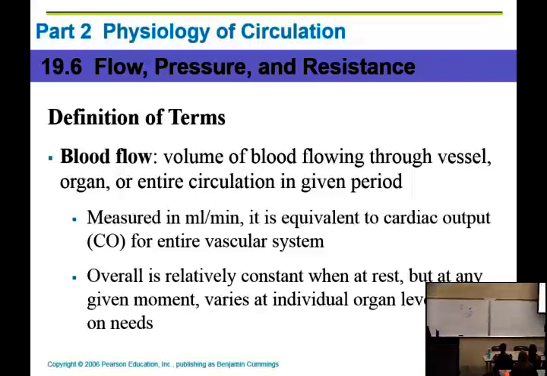Because we have that smooth muscle where we can control the flow, just like valves on a spigot or something like that, we can increase it or decrease it. Usually we don't totally shut it off, but we can totally route it different ways to prioritize blood flow, okay?